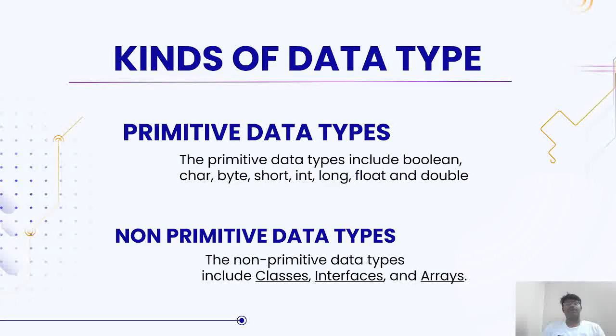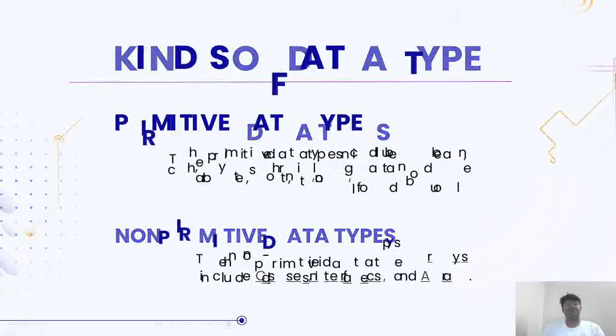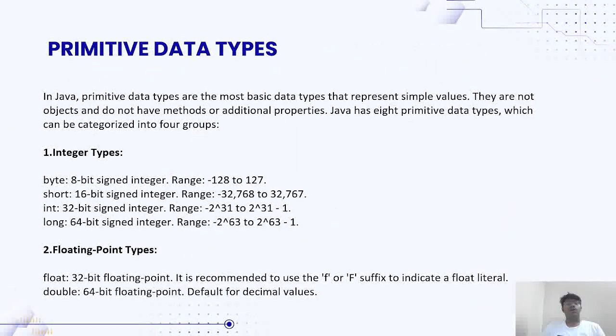Kinds of data type. Primitive data types. The primitive data types include Boolean, character, byte, short, integer, long, float and double. Non-primitive data types. The non-primitive data types include classes, interfaces and arrays. Let's begin with primitive data types.